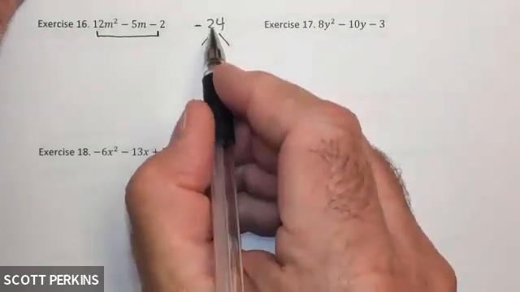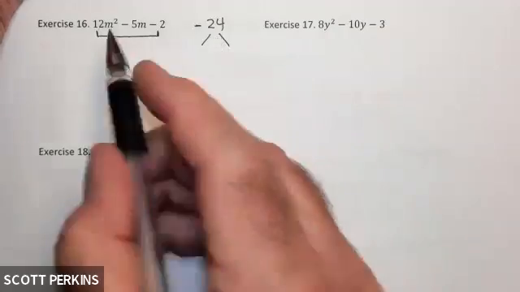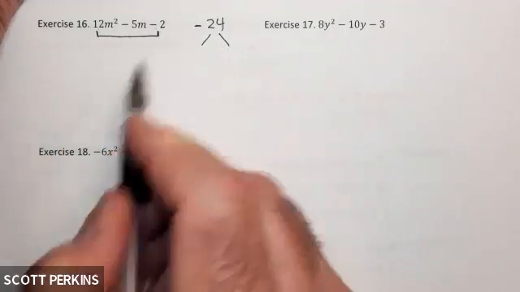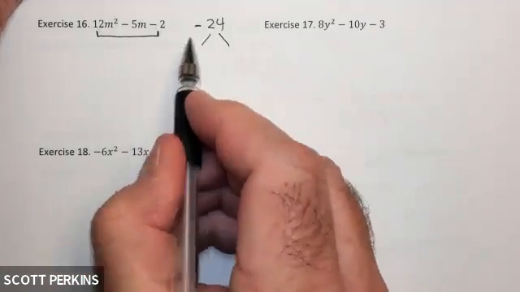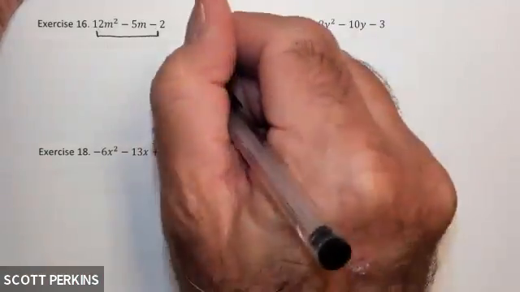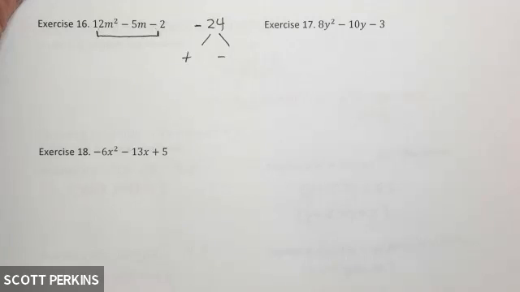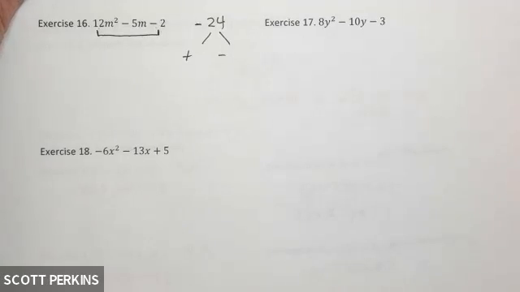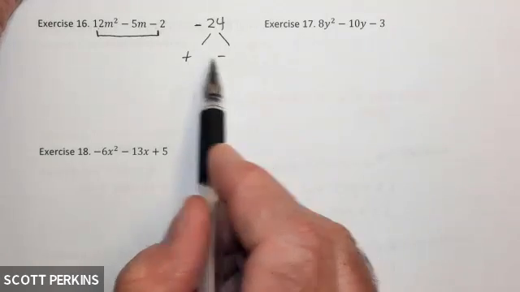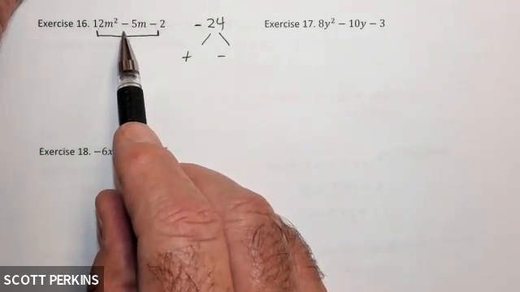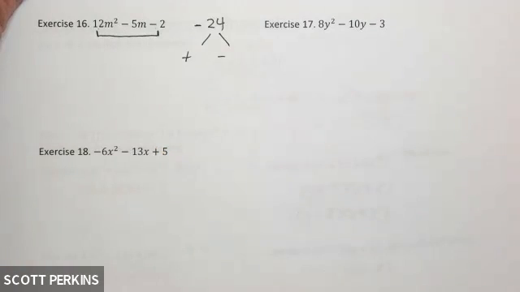All right, so on this problem, we've got a negative 24 because 12 times negative 2 is negative 24. So because that's negative, I need factors. One's got to be positive, one's got to be negative, or negative and positive. The order does not matter at all. What does matter is I need my two factors to add up to a negative 5. So what are those two factors going to be?